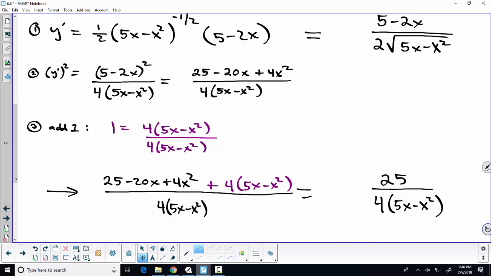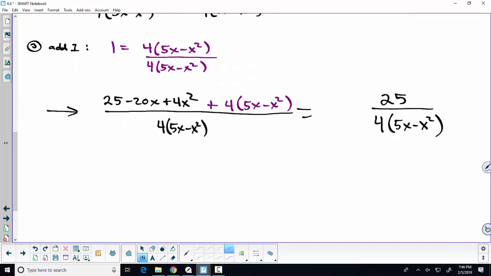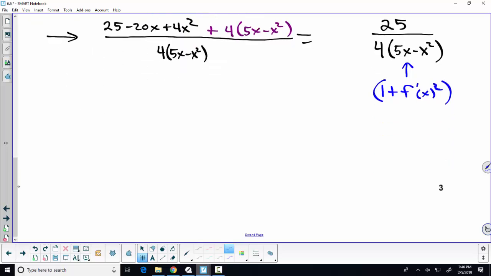Well, here's the thing, I finished like that. Teacher never gets right. Did y'all get 25 over 4 times 5x minus x squared for 1 plus f prime squared? Yeah, it was a long road. Super tedious, right? And some of you had 20x minus 4x squared on the bottom.